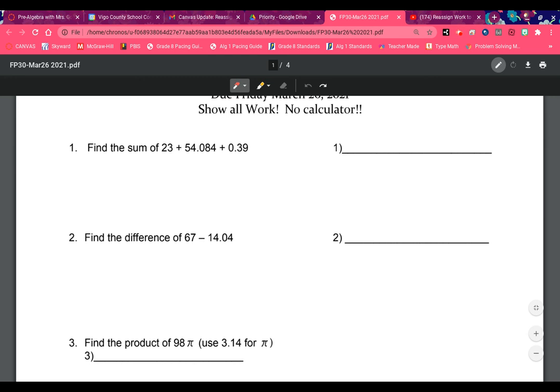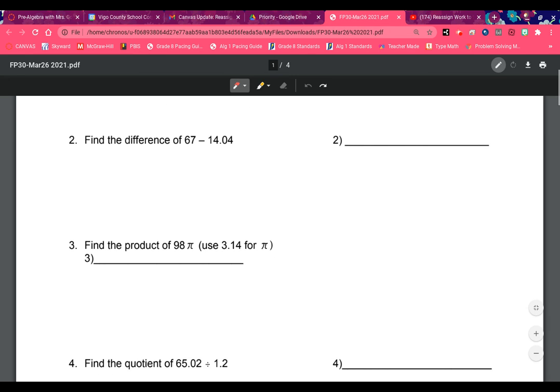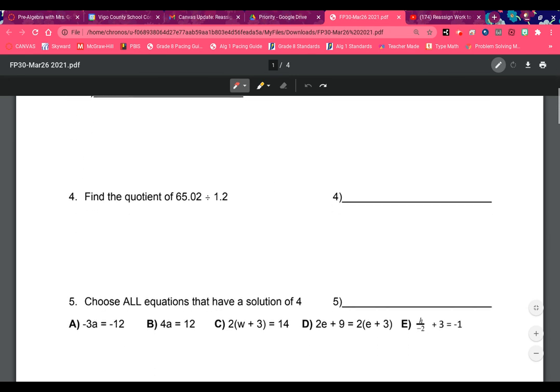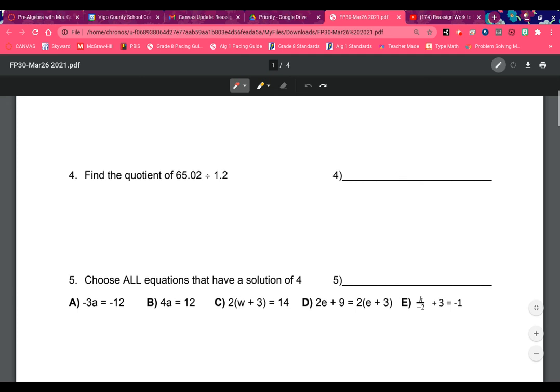It is the 22nd of March. Mrs. Golding and I are inside, and we picked our problems for the week for the Friday paper on the video. So I'll just go ahead and get started with it. We're gonna start with number 4 right here. Number 4 is find the quotient of 65.02 divided by 1.2.